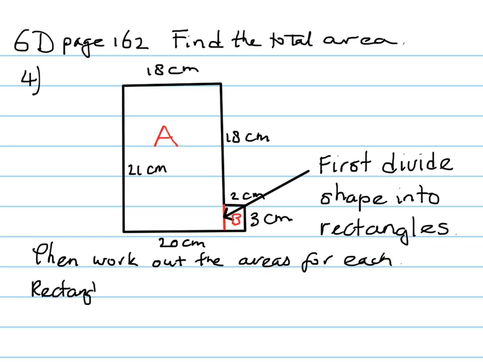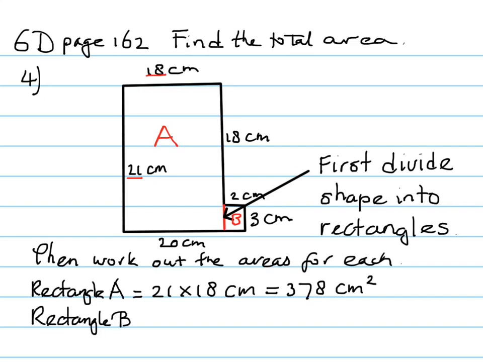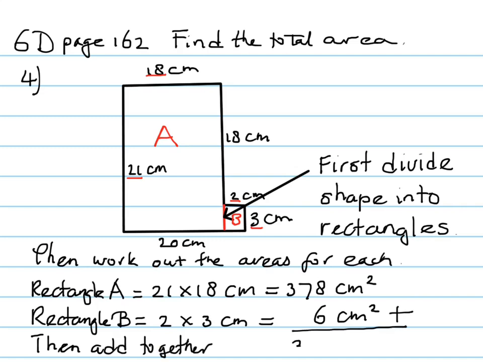So let's call them rectangle A and rectangle B. Rectangle A has 21 centimeters length and 18 centimeters width, which makes it a 378 square centimeter area. Then we work out rectangle B, which is 2 by 3 centimeters, so we multiply the two together: 6 square centimeters. Then we simply add them together and we get the total area, which is 384 square centimeters.